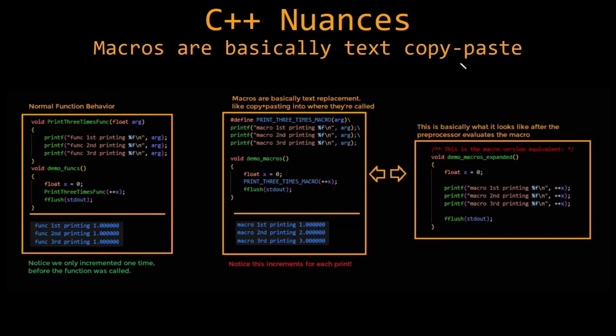This is just a reminder that macros are effectively copy-paste text. So you could have a function that prints a value out 3 times, this argument, or we could define a macro that takes an argument and we print it out 3 times. If you do this, though, you'll see a difference in behavior.